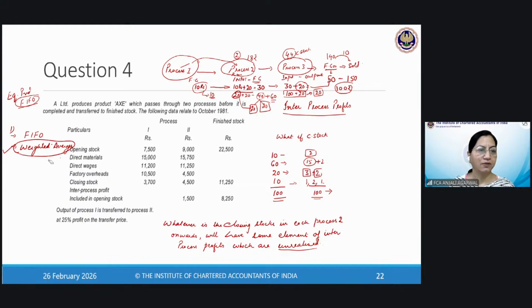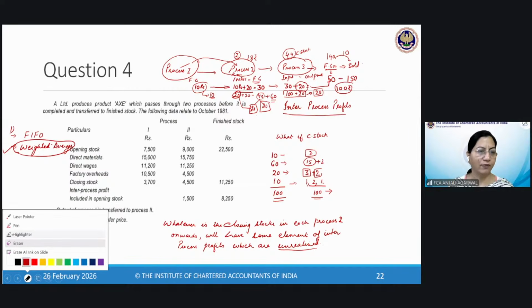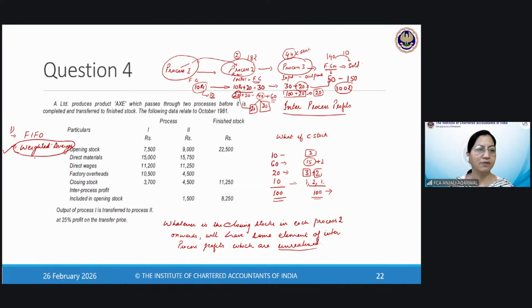So the first thing you have to be very careful about while taking up these types of questions is that they can be done either by FIFO or weighted average. 99% you will not be asked any specific method. So we are using weighted average, and we'll solve it using weighted average, and we'll write a note in the answer sheet that we have followed the weighted average method. First thing is clear.